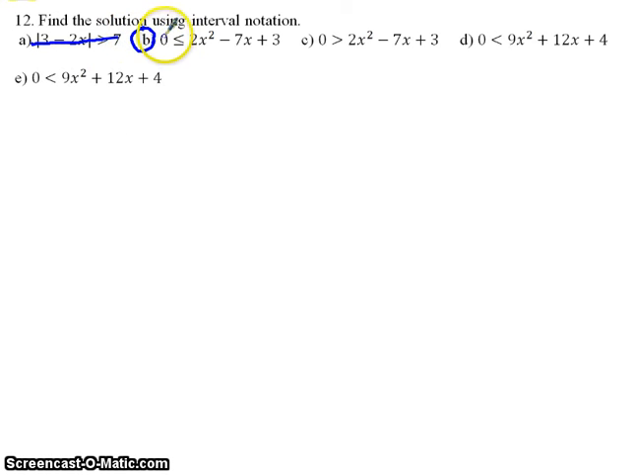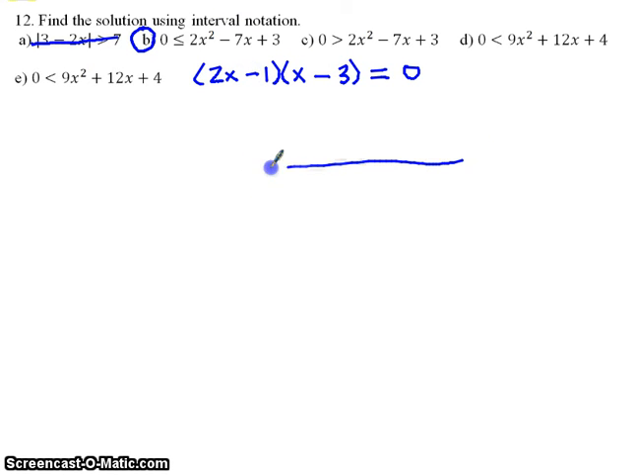I want to figure out where 2x squared minus 7x plus 3 is greater than or equal to 0. So the first thing I need to do is figure out where this is equal to 0. That's the first thing I want to figure out. And so let's see, we have a 2x times x is 2x squared, and then a 1 times 3 is 3, and the outer 2 gives me 6x, and the inner 2 gives me 1x. That'll give me a negative 7x if both of these are negative.